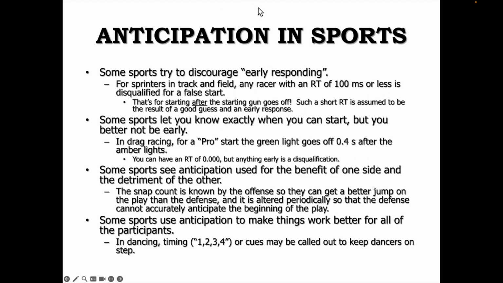Here are some examples of anticipation in sports. Some sports, with their rules, try to discourage early responding. For example, in track and field sprinting races, the races are electronically timed, and there's actually a penalty: if the reaction time is 100 milliseconds or less, that's considered a disqualification for the sprinter. In fact, the United States a few years ago had a male hurdler who was disqualified due to this. His reaction time was under 100 milliseconds.